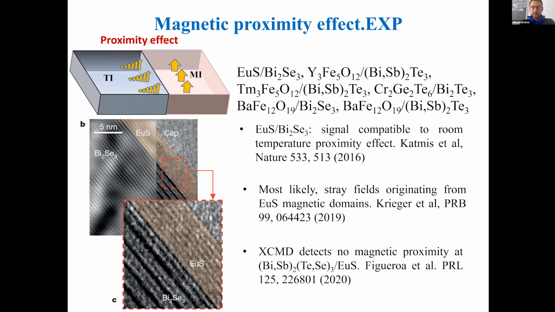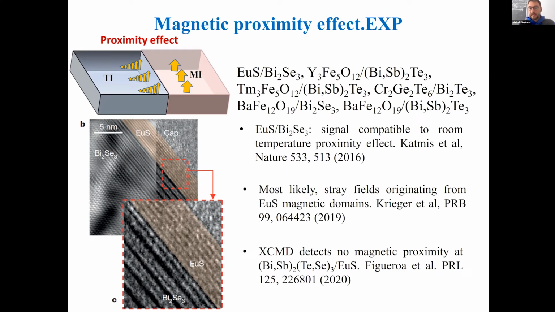Later, Moodera's group and Zaher Salman's group from PSI in Zurich performed muon spin rotation experiments, and the conclusion was that most likely this signal was coming from stray fields originating from europium sulfide magnetic domains. And more recently, a nice XMCD experiment was performed in the group of Sergio Valenzuela, and Adriana Figueroa here is first author, one of the organizers.